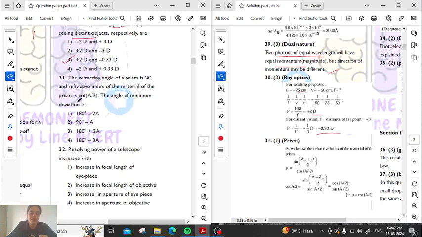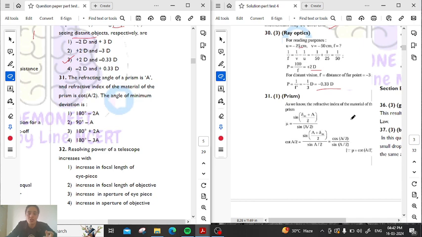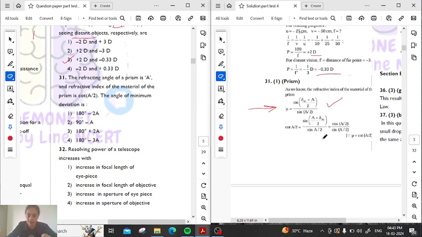Now, let's move to question number 31, which says the refracting angle of a prism is A. Refractive index of the material of the prism is cot A by 2. The angle of minimum deviation is. This question is from the prism chapter. So we know the refractive index of the material, nu is equal to, this is the formula, and again you need to find this formula from your formula sheet, like I'm telling you since the first question. So this is the formula for the prism. That's why the formulas are so important. If you have formula, you have practice, you are a superstar. Okay. So nu is equal to this.